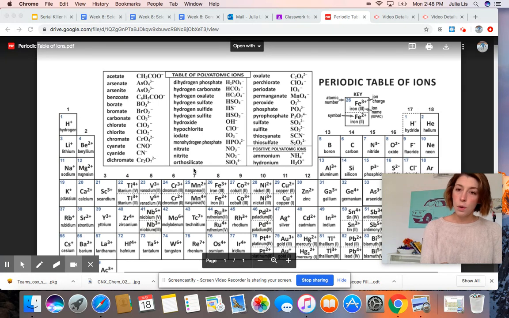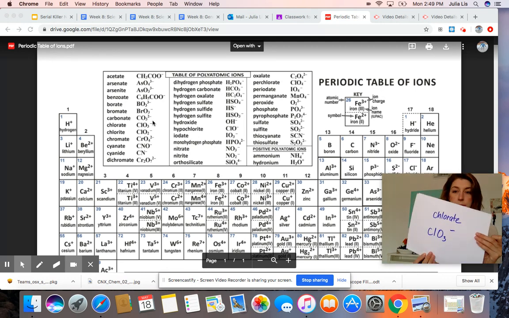So for chlorate, you are always going to be given this list of polyatomic ions. You never have to memorize them. If I asked you what the formula for chlorate was, you would put ClO3 with a charge, because this group, this compound actually holds a charge. They are more negatively charged. So it's chlorine and oxygen with a negative charge.